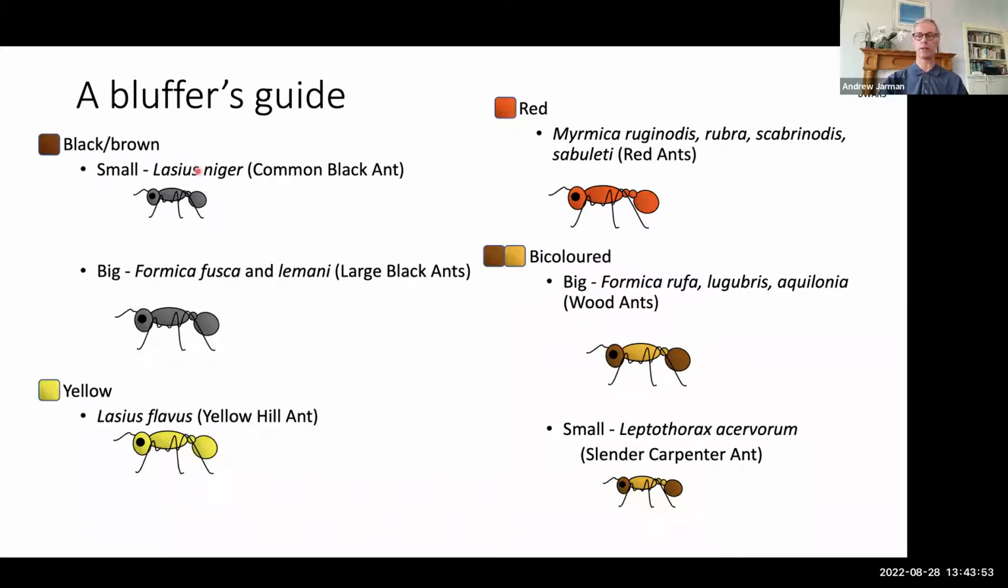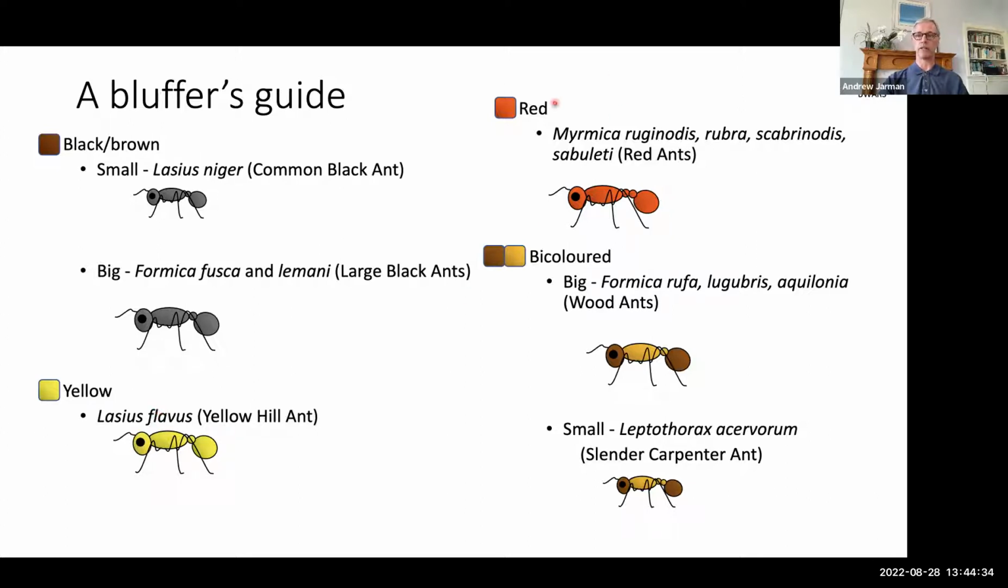If it's a black or a dark brown ant, if it's small, it's going to be Lasius niger, most likely, the common black ant. If it's black but larger, then it's going to be either Formica fusca or Formica lemani, which are known as large black ants. And by the way, I'm including some English names here, even though ants mostly don't really have proper, well established English names, and some I've had to make up. But I know that Latin names make things quite inaccessible to some people, so I'm trying to include English names as well.